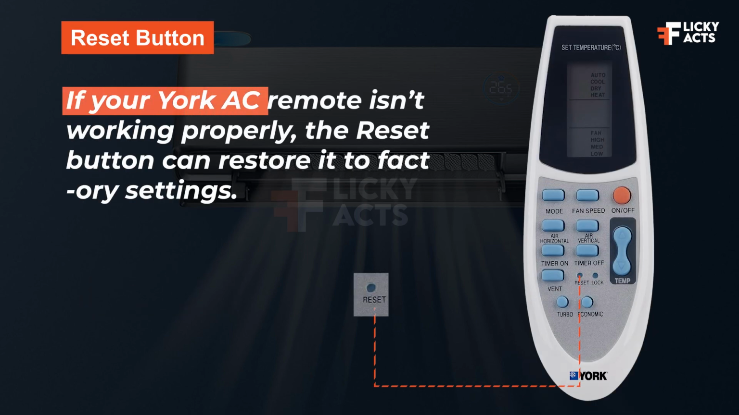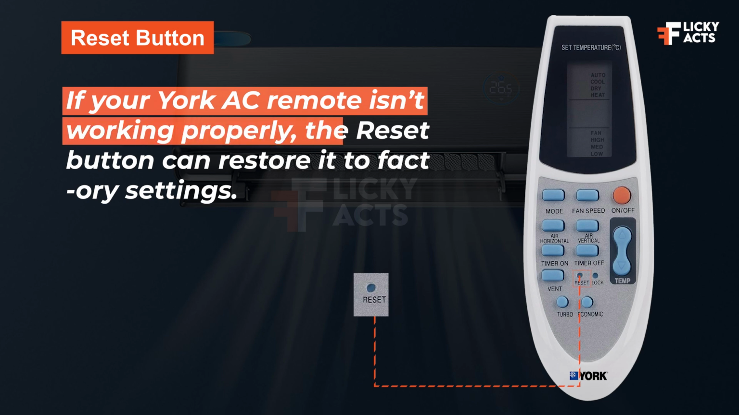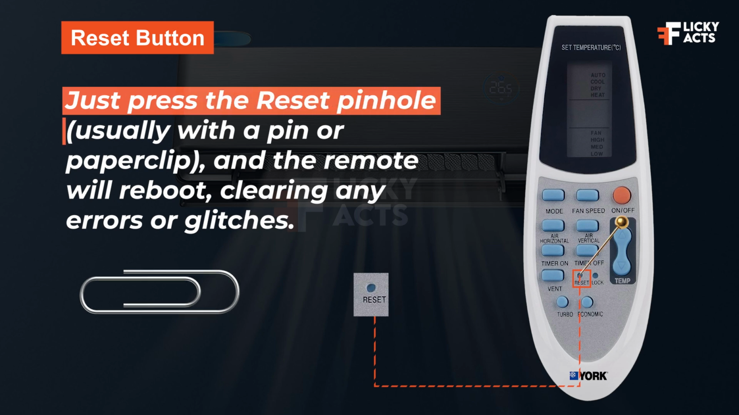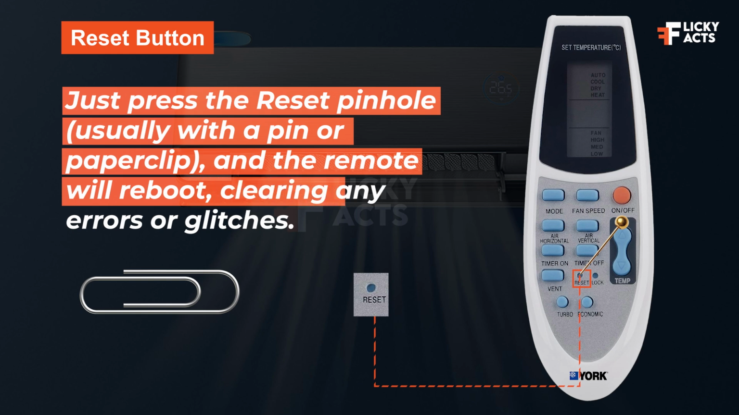If your York AC remote isn't working properly, the reset button can restore it to factory settings. Just press the reset pinhole, usually with a pin or paperclip, and the remote will reboot, clearing any errors or glitches.